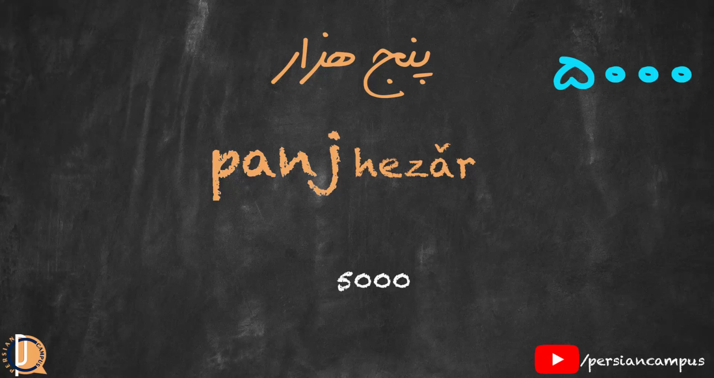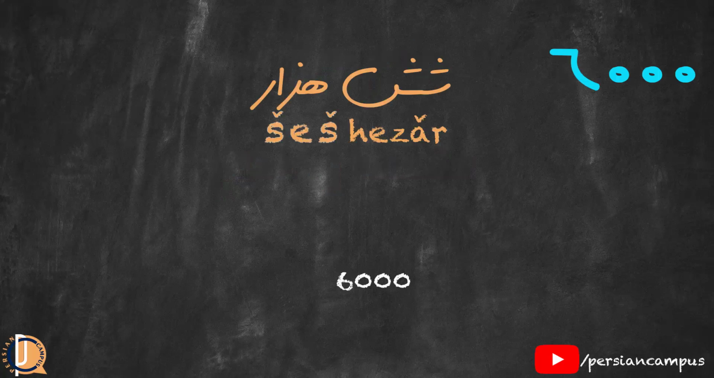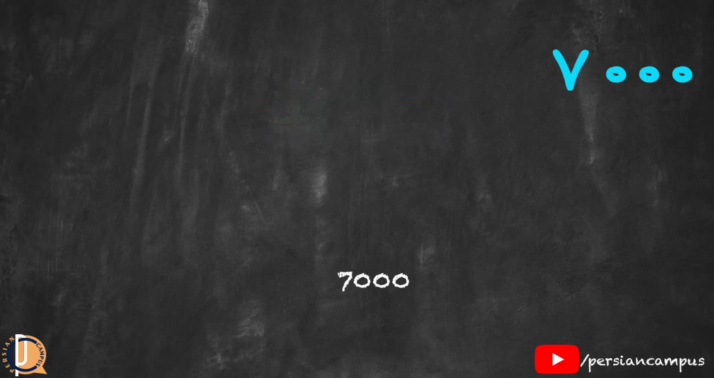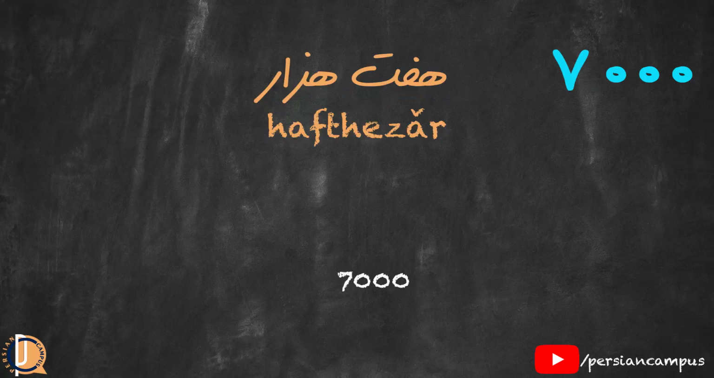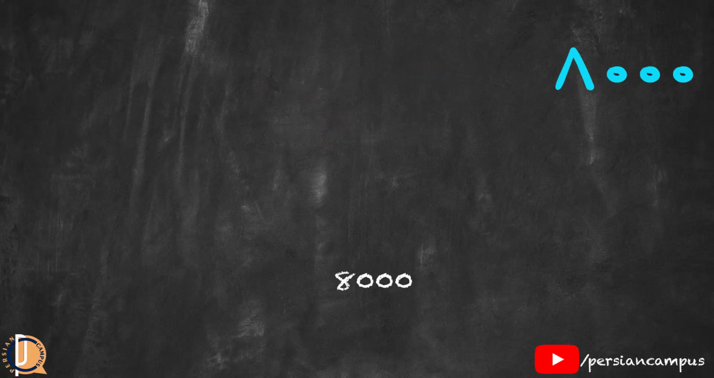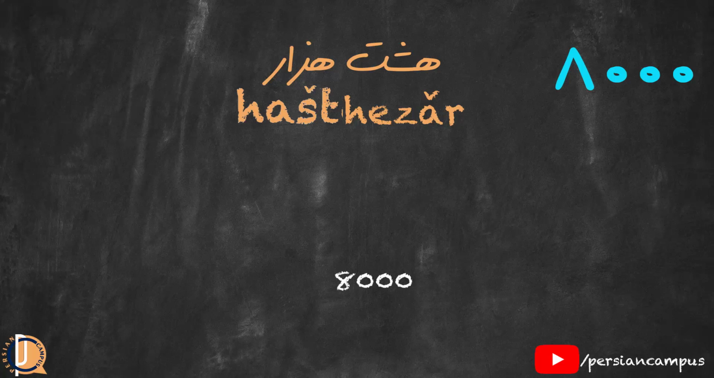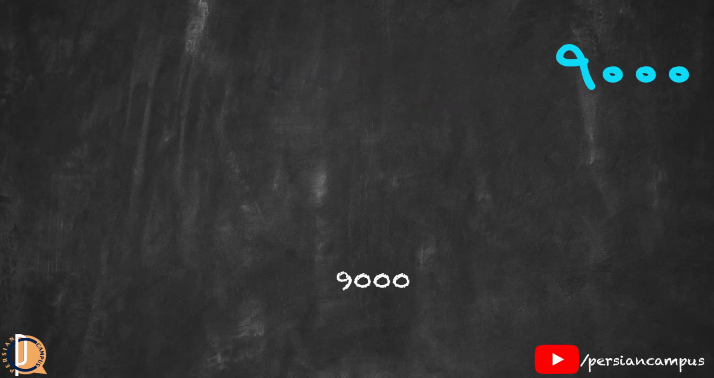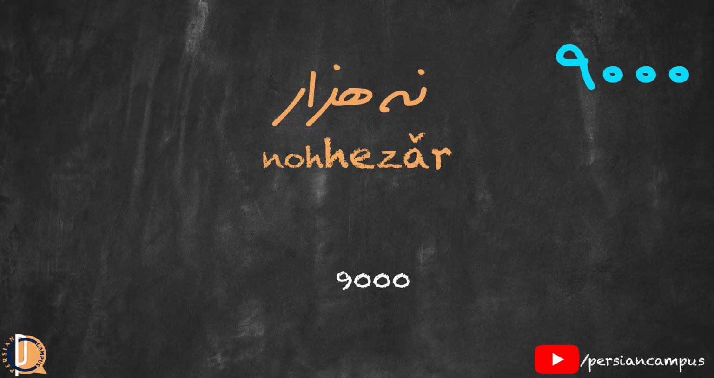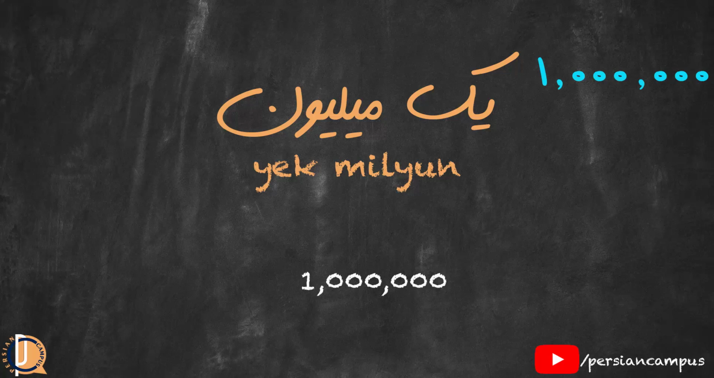6,000? 6000. 7,000. 8,000. 9,000. And then we would have 1,000,000. Now you can say your telephone number and the year that you were born.